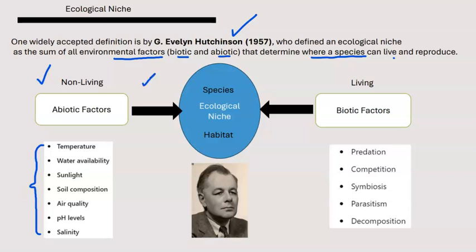In addition to the abiotic factors, there are also the biotic factors, the living components which a species will experience in its niche, and these include features such as predation, competition, symbiosis, parasitism, and decomposition. Often one can think of these as the feeding relationships.